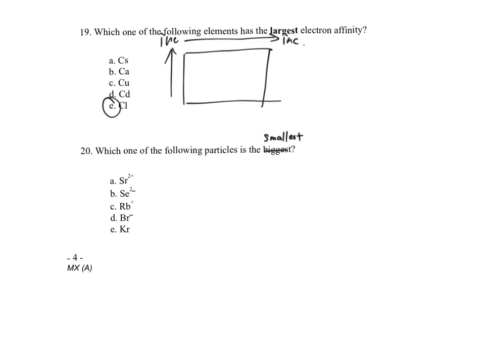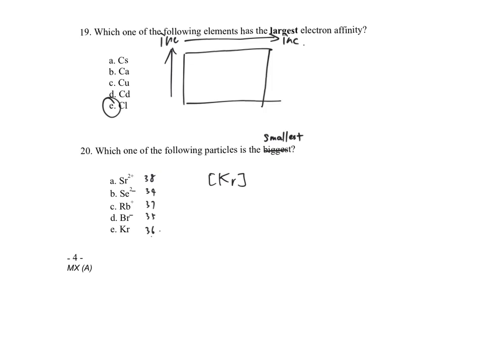All 5 particles listed here have the same electron configuration. If you look at it, these have atomic numbers 38, 34, 37, 35, and 36. So losing 2, you get 36 electrons. Gaining 2, you get 36. Losing 1, you get 36. Gaining 1, you get 36, and this is already 36. So everybody has the krypton electron configuration.